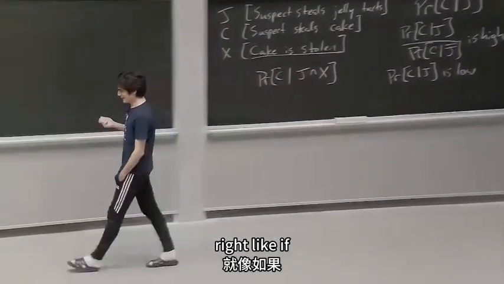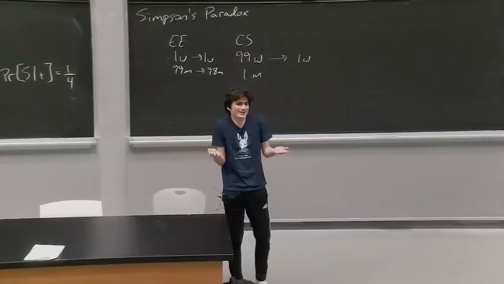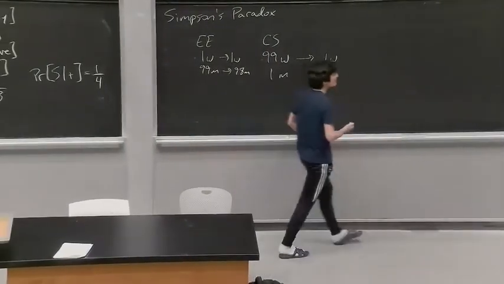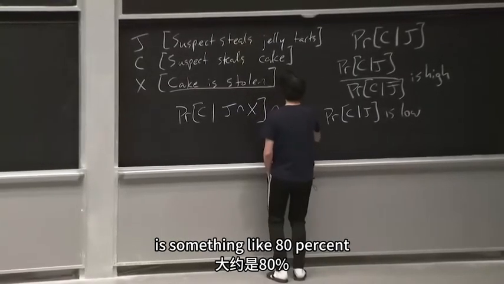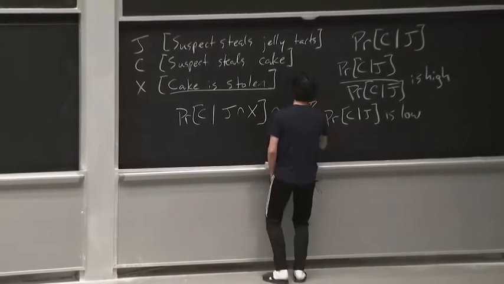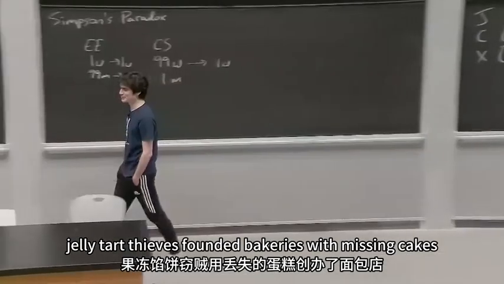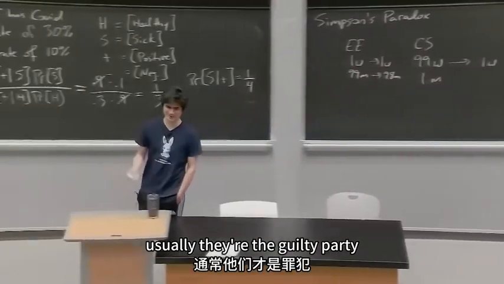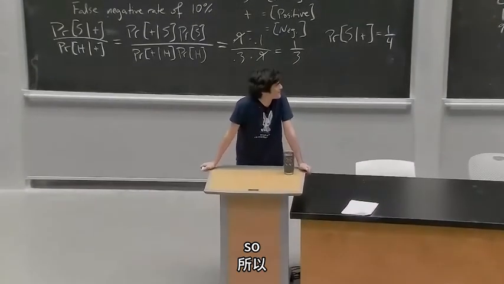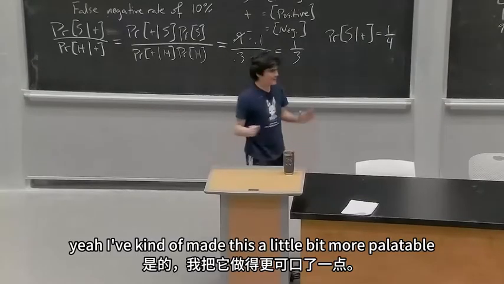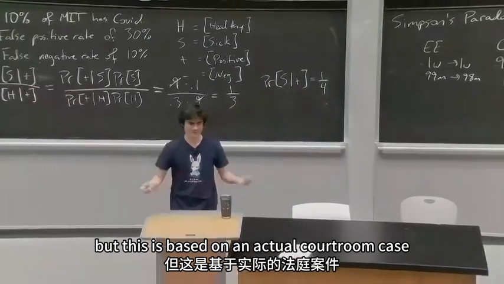If you don't know whether the cake is stolen, why are you even having a trial? And as it turns out, this probability is something like 80%. Jelly tart thieves found in bakeries with missing cakes, usually they're the guilty party. So I've made this a little bit more palatable, but this is based on an actual courtroom case.